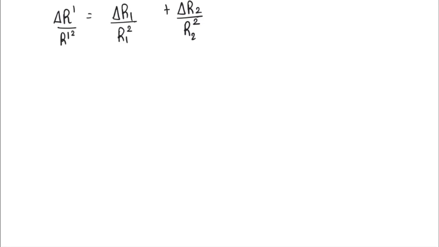Hello friends, in this session we are going to prove that delta R dash upon R dash square, which is a resultant resistance in parallel, equals delta R1 upon R1 square plus delta R2 upon R2 square. A few things you should keep in mind while proving this expression is that we are not going to use any simple mathematics to prove this equation.